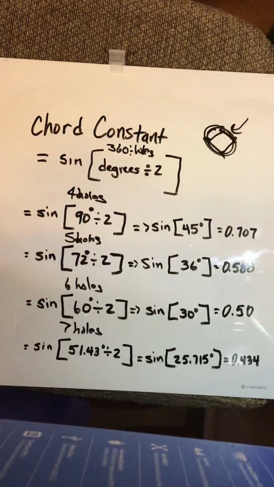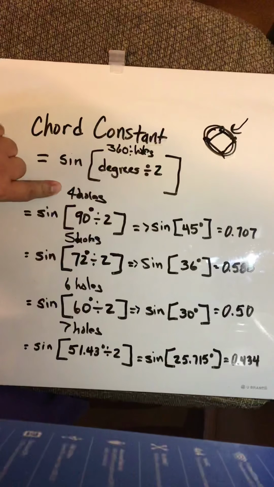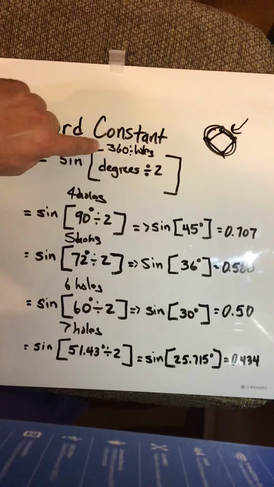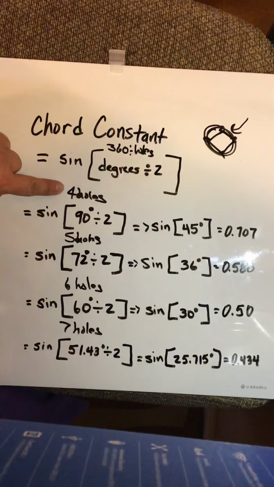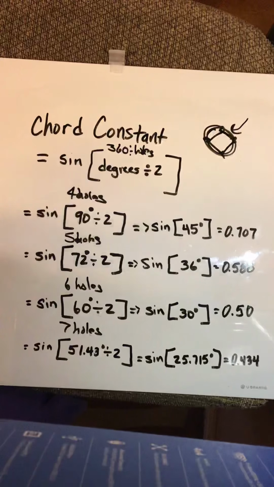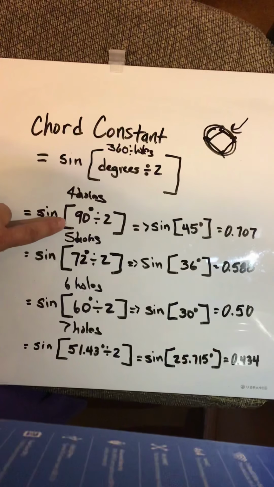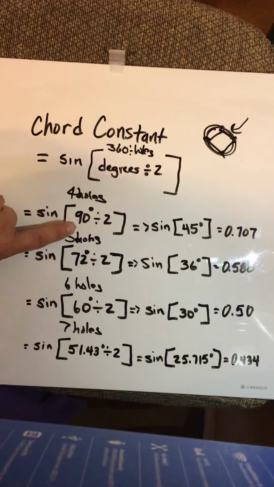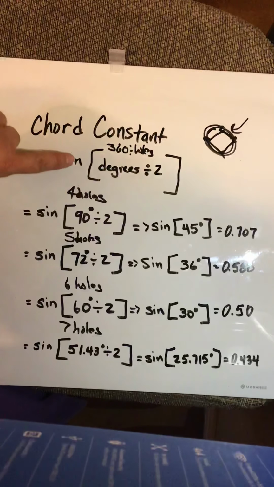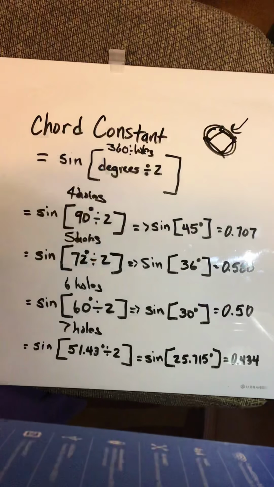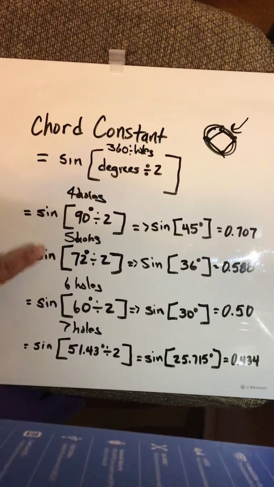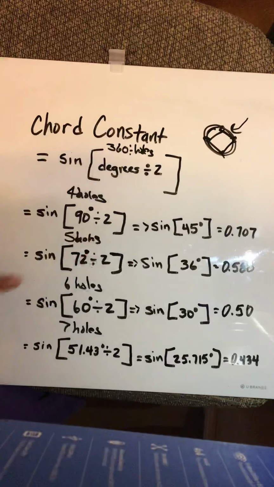For this first one, the 4 hole, I took 360 divided by 4, that gives me 90. And of course, 90 divided by 2, according to our formula, gives me 45. For this one, 360 divided by 5 gives me 72. 72 divided by 2 gives me 36.